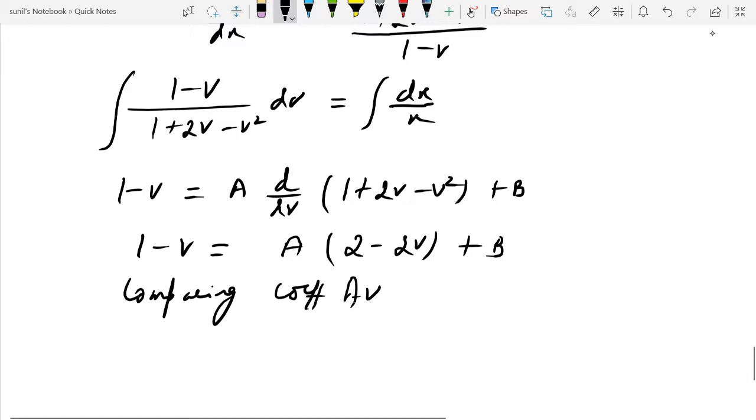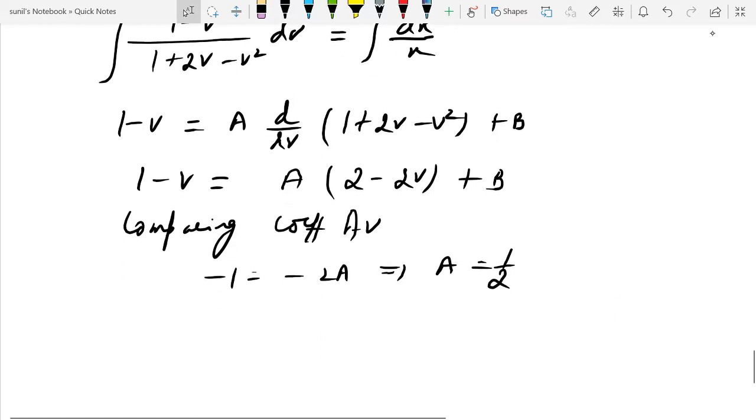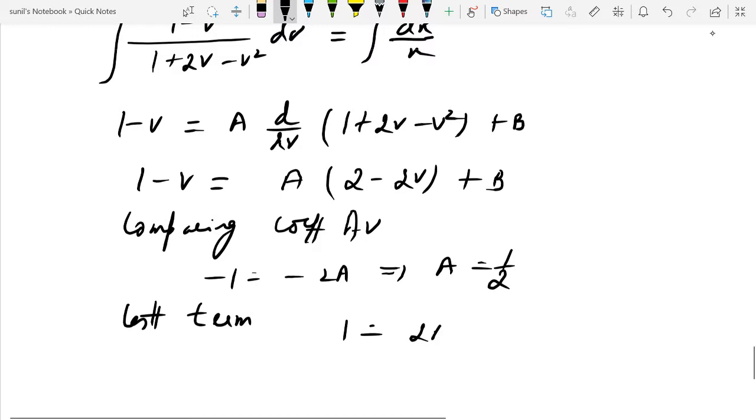Coefficient of v, minus 1 equal to minus 2a. This will imply a is equal to 1 by 2. Now the constant term coefficient, 1 equals 2a plus b. So from this what we are finding is that b is 0. So it means the numerator is the derivative of the denominator. In fact, rather than doing this step, there is no need to do these steps.